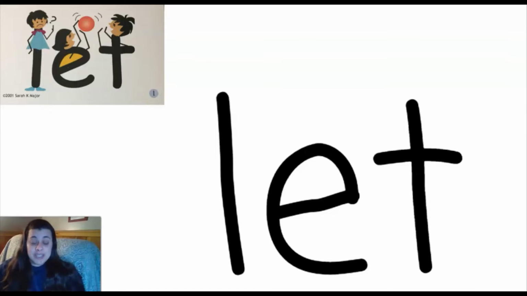Our sight words for this week. This is the word let. Repeat after me. Let. L-E-T. Let, let, let. Try putting the word let into a sentence. I let my dog have the ball. Let.